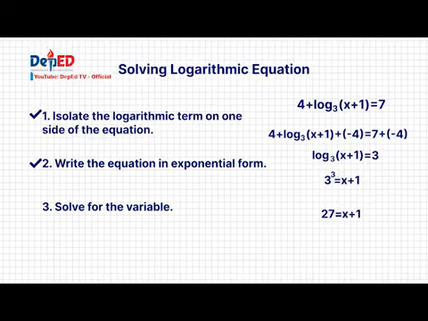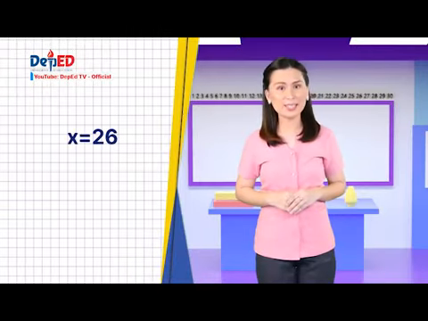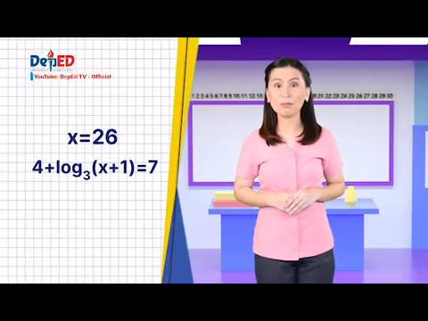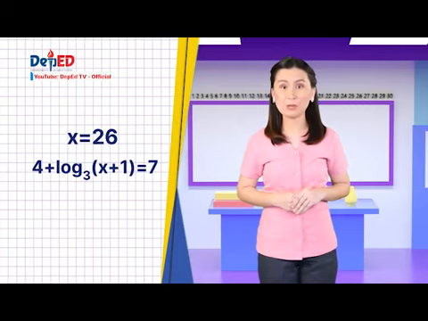By the addition property of equality, we add -1 to both sides of the equation. That is 27 plus -1 equals x plus 1 plus -1. 27 plus -1 is 26. 1 plus -1 is 0. Thus, we have 26 equals x. Hence, x is equal to 26 for the equation 4 plus the logarithm of the quantity x plus 1 with the base 3 equals 7.